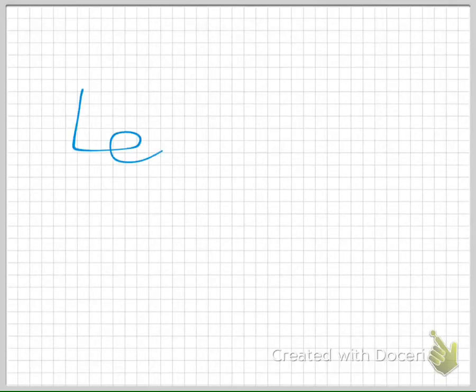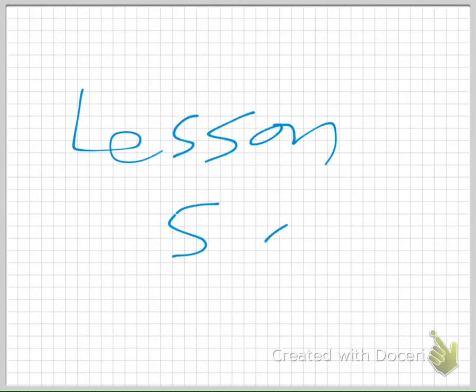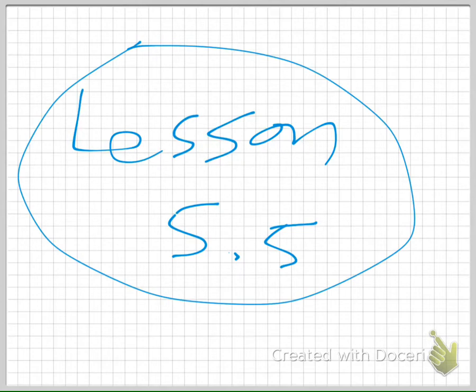Okay, this is Algebra lesson 5.5, solving inequalities involving absolute value. Okay, so here's our situation. Absolute value of m plus 2 is less than 11. You're going to rewrite this in two ways, right?